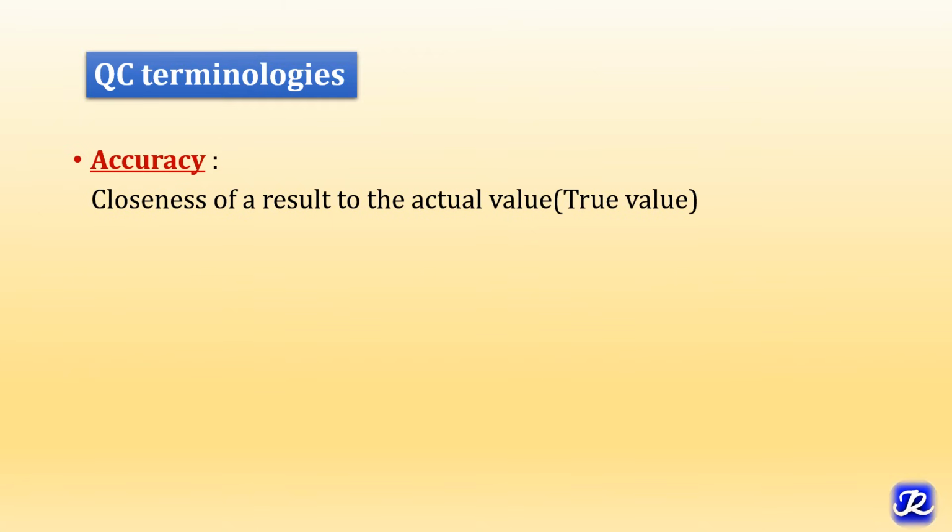So what is accuracy? It is closeness of a result to the actual value, which is also called the true value. For example, if the actual plasma glucose concentration is 100 milligram percent, the analytical system should show that accurate result. The analytical system should show the actual result that is present in the sample of a patient. That is called accuracy.